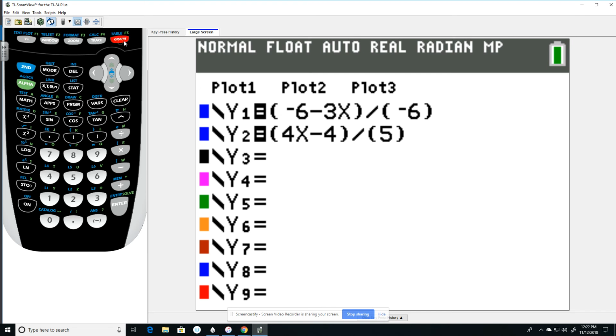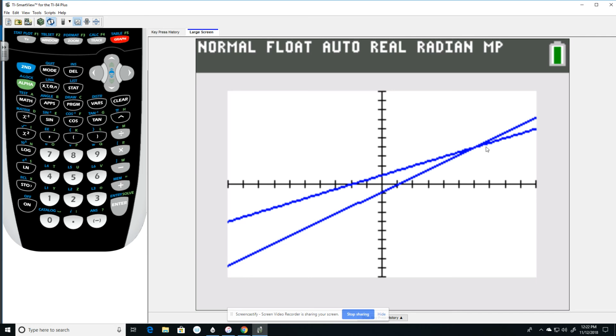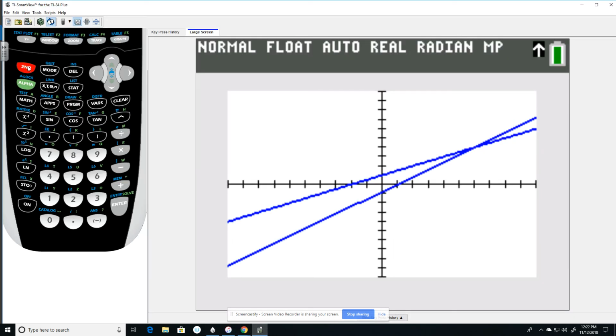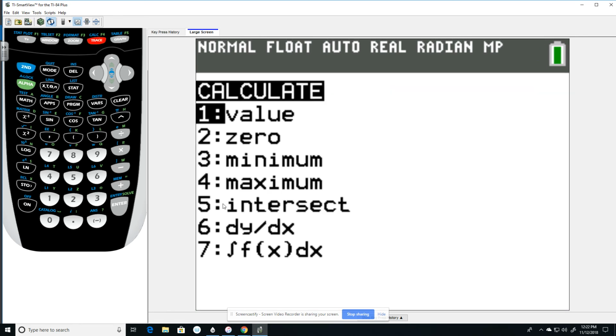So now when I hit graph, if I look at the picture, this is the point I'm interested in. This is where these equations are both true, right at this intersection. So to calculate that, in your notes, it tells you what to do next. You hit second, calculate, intersection. So I hit second, and this calculate right up here with trace. And I'm going to go down to intersect, which is number 5.